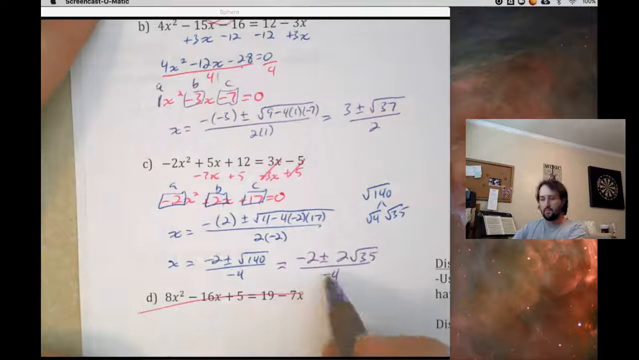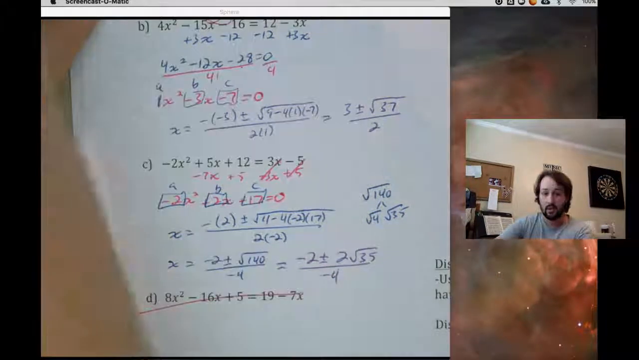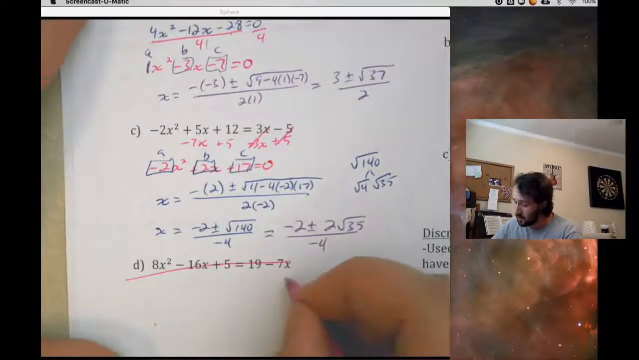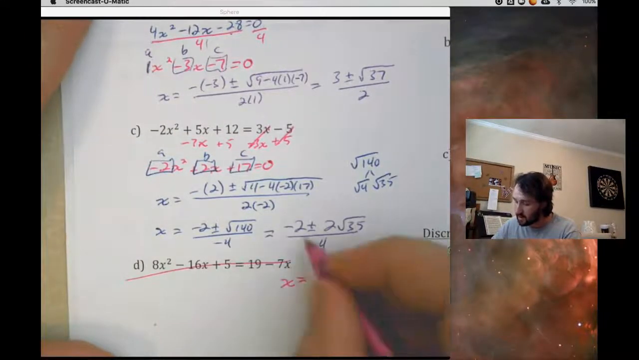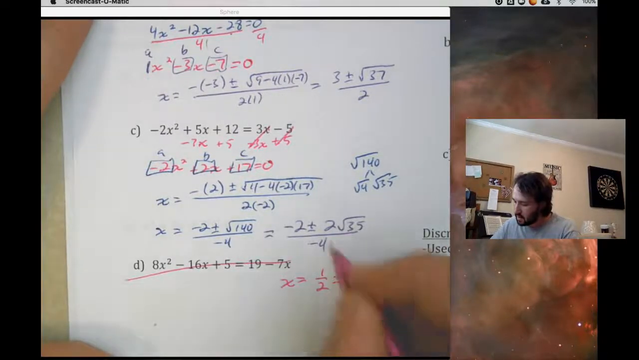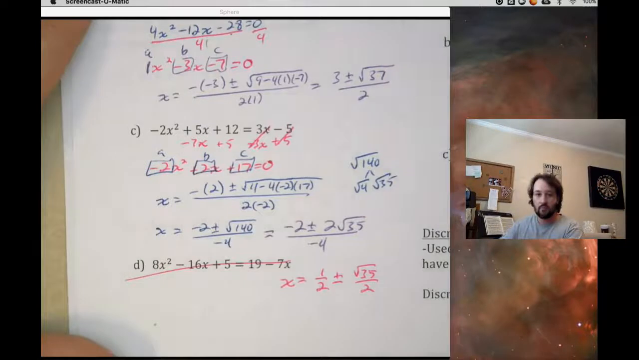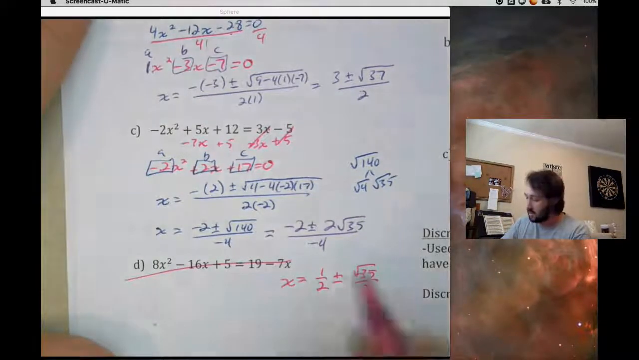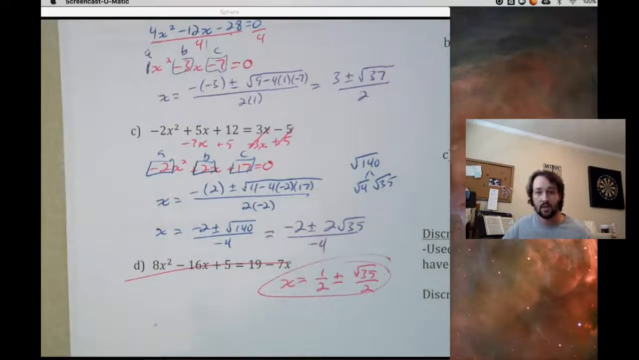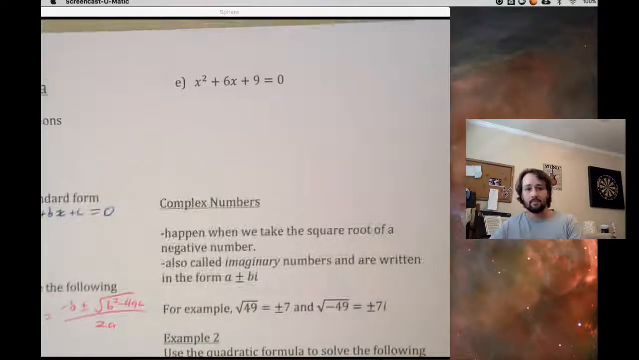Now notice, all the numbers on the outside are divisible by 2. So what I can do to this now, and I'll go ahead and split it up into the different fractions like you'll see in Apex. Negative 2 divided by negative 4 is 1/2, plus or minus 2 divided by 4 is 1/2. So root 35 divided by 2. So that's like saying 1 root 35 divided by 2. This is how you'll probably see your answer in Apex. That's all it is. All right, moving on.